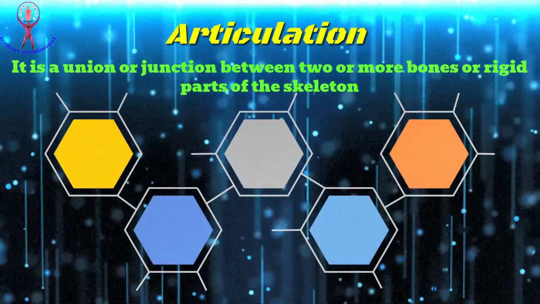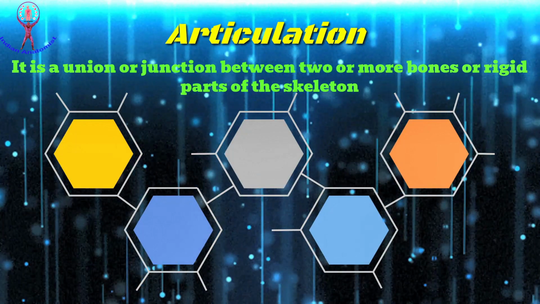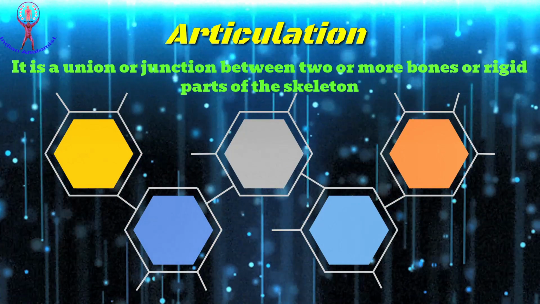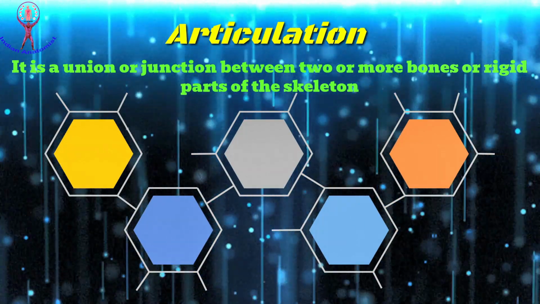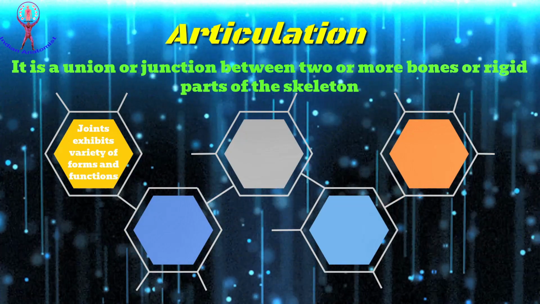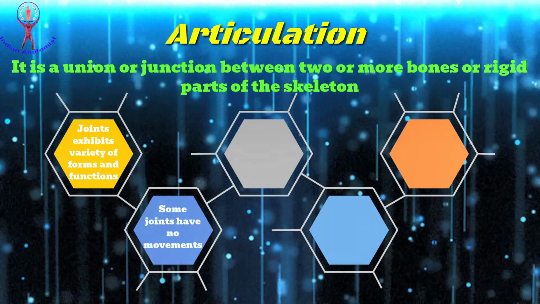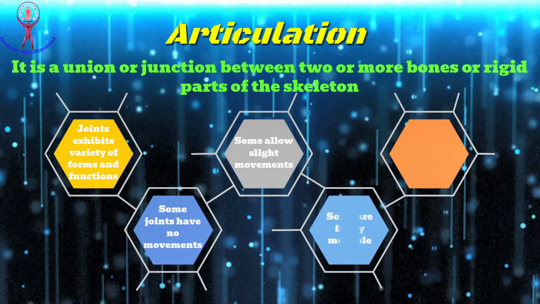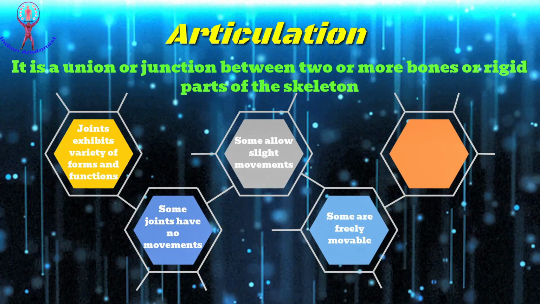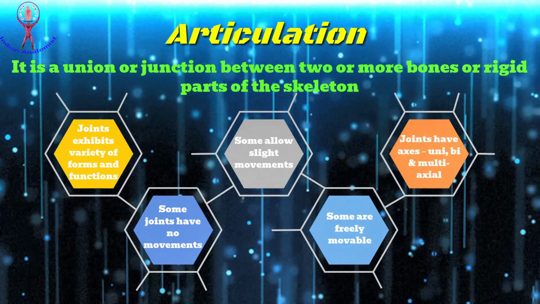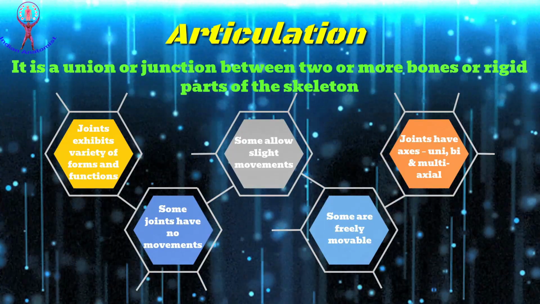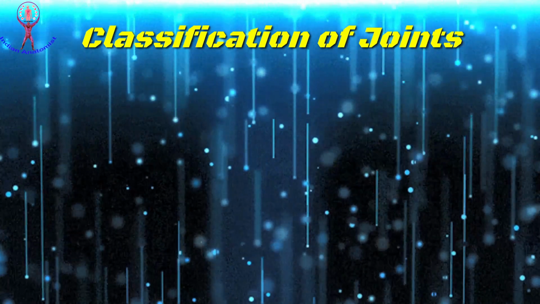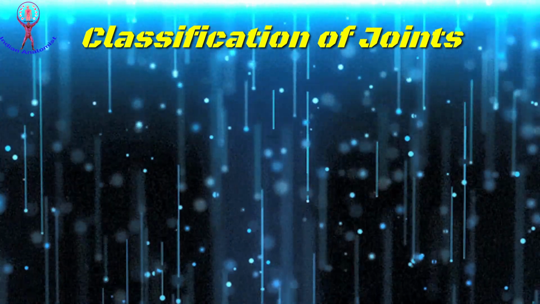Now, what is articulation? It is a union, or junction, between two or more bones, or rigid parts of the skeleton. Normally, joints exhibit a variety of forms and functions. Some joints have no movements. Some joints allow slight movements. Some are freely movable. Any type of joints in the human body have axes. They are uniaxial, biaxial, and multiaxial joints. With this introduction, I will start today's session regarding the classification of joints.